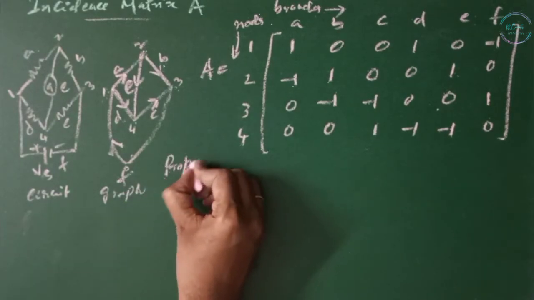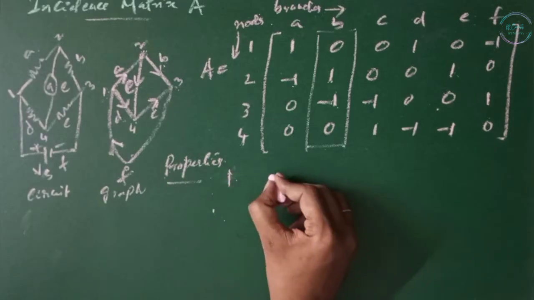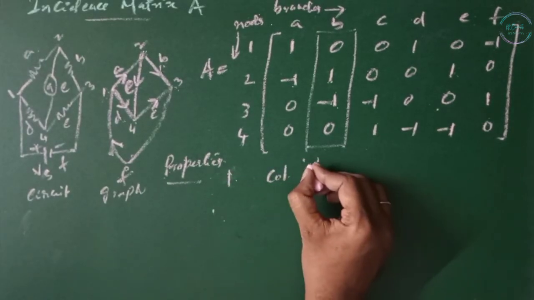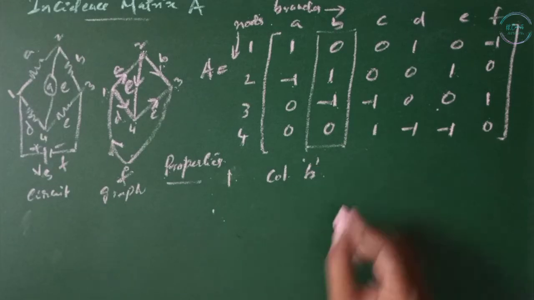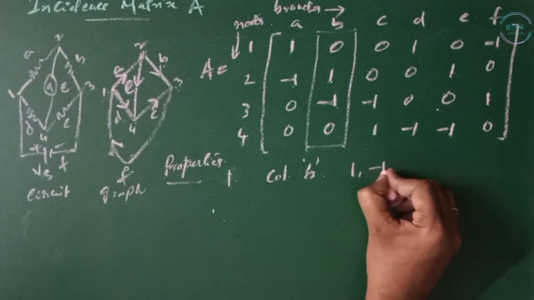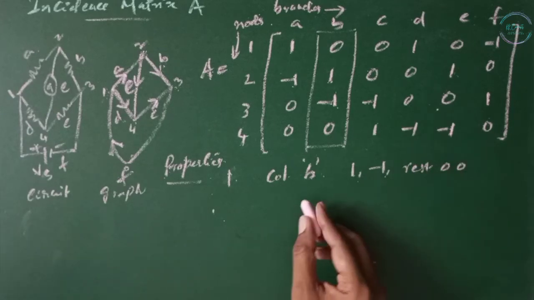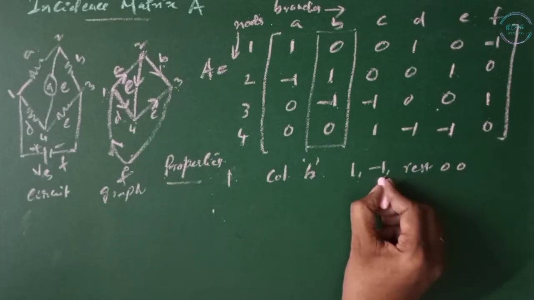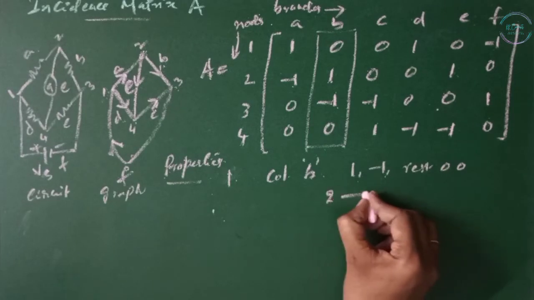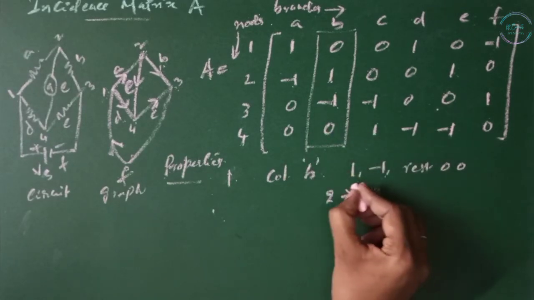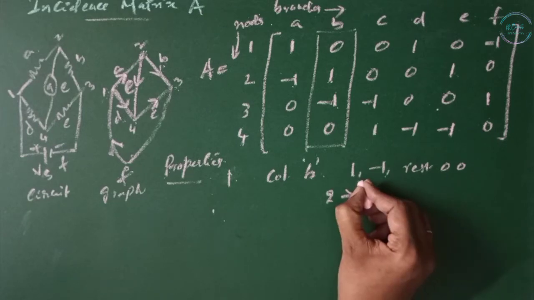Properties. First, if you consider the column of a branch, for example B, then we have two entries, that is 1 and -1, and the rest are zeros. This gives the information that B is connected between nodes 2 and 3, going away from 2 and coming towards 3.